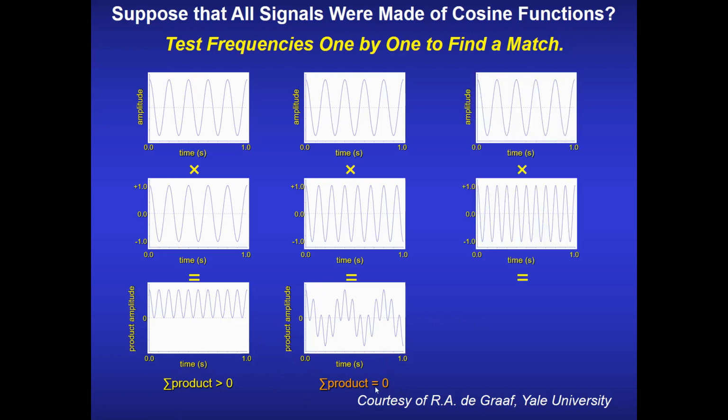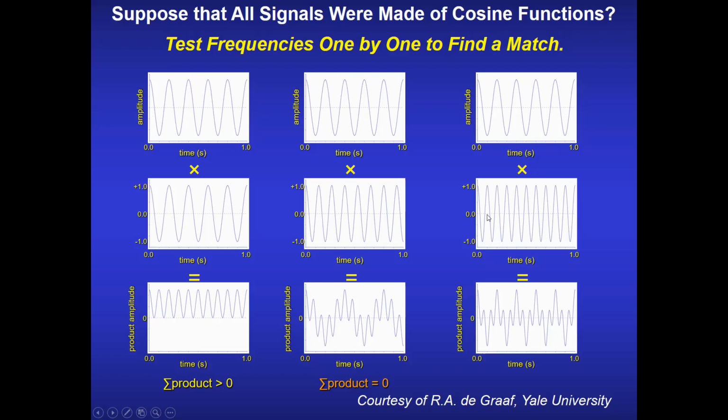Now here we have another test, also wrong. 1, 2, 3, 4, 5, 6, 7, 8, 9, 10 hertz. That's 10 cycles per second. So 10 hertz multiplied by our original signal gives this. Again, if you add up all of these points, if you take the area under the curve, basically, it comes out to be 0.